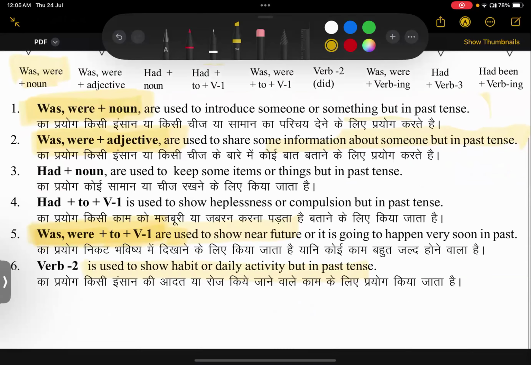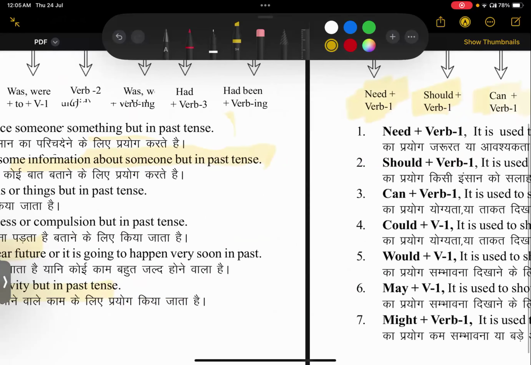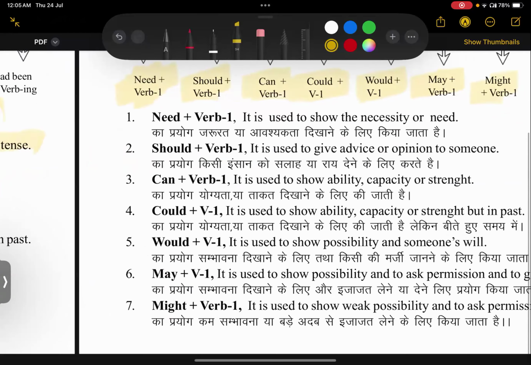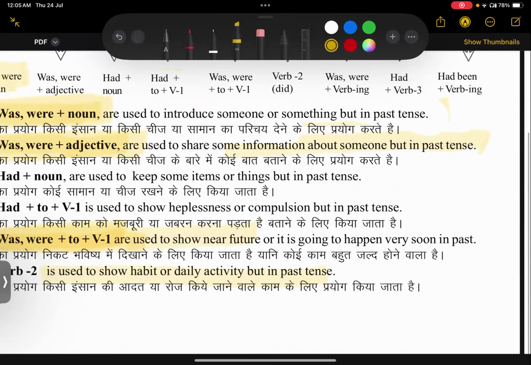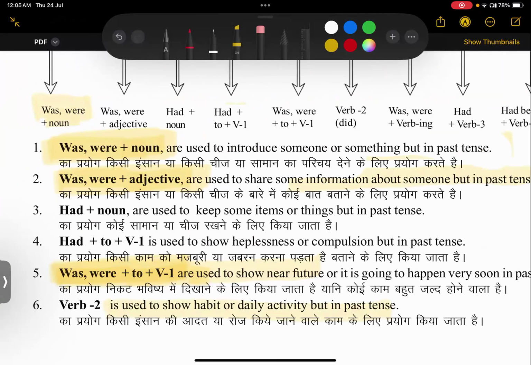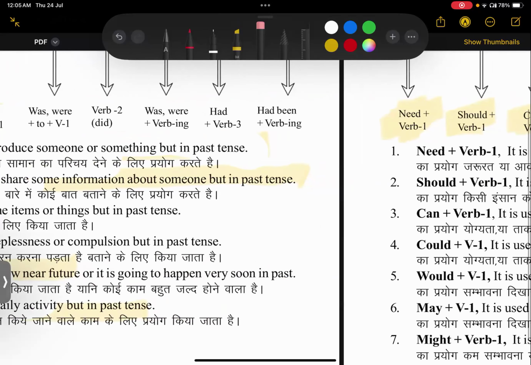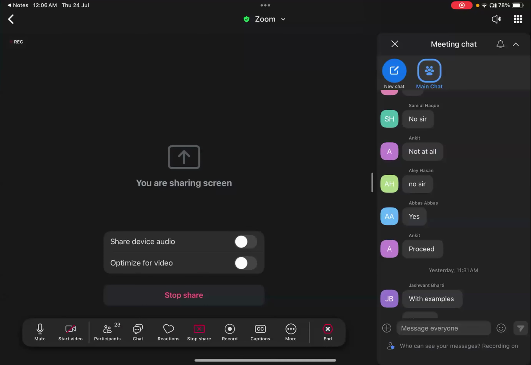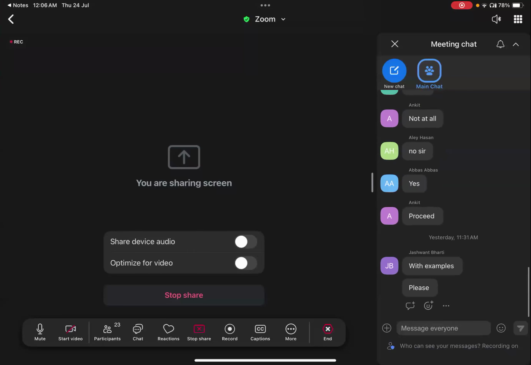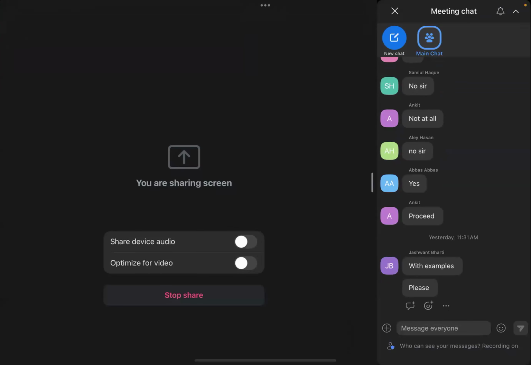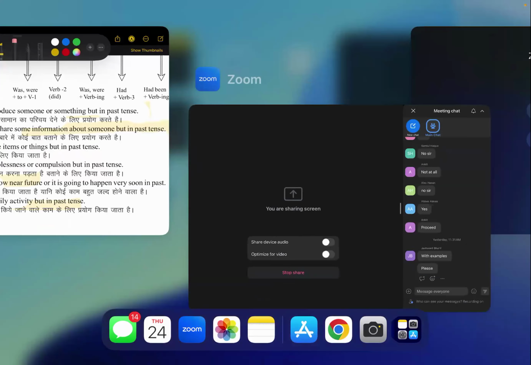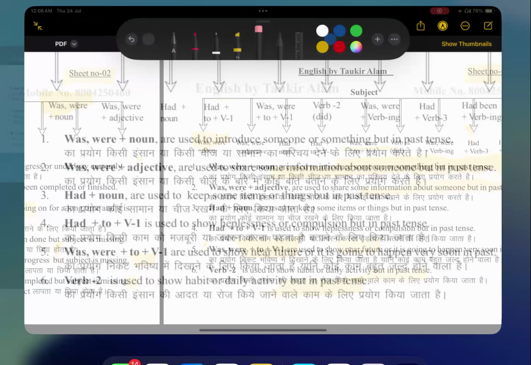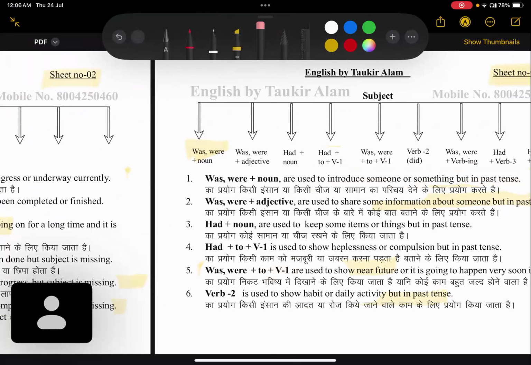Okay, let's talk about another one. So I hope you are going to understand well. And if you find any difficulty, then not to worry. Someone is saying examples. Oh, that's great. I'm going to tell you more examples. After that, I will ask you some sentences and you will tell me examples.